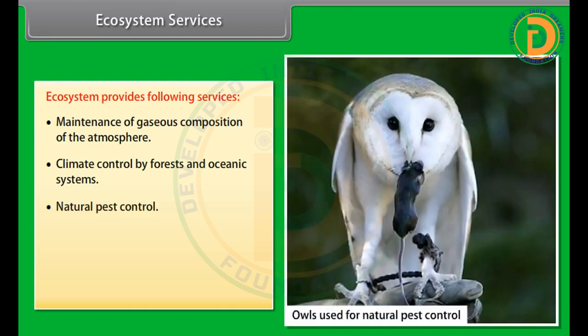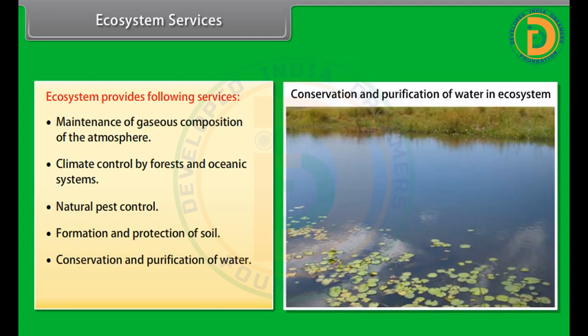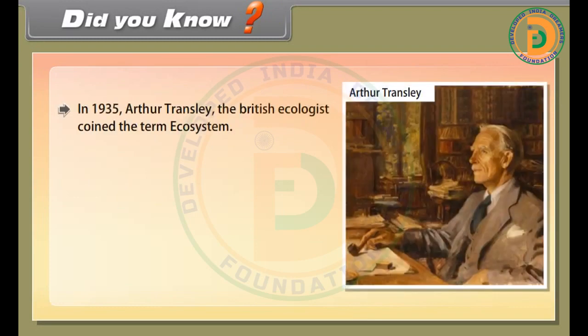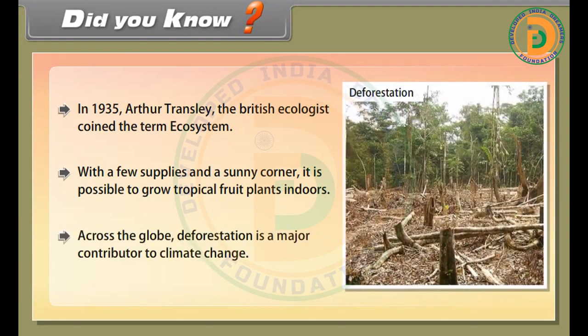Ecosystem services. Ecosystem provides the following services: maintenance of gaseous composition of the atmosphere, climate control by forests and oceanic systems, natural pest control, formation and protection of soil, conservation and purification of water, nutrient cycling, etc. Did you know? In 1935, Arthur Tansley, the British ecologist, coined the term ecosystem. With a few supplies and a sunny corner, it is possible to grow tropical fruit plants indoors. Across the globe, deforestation is a major contributor to climate change.